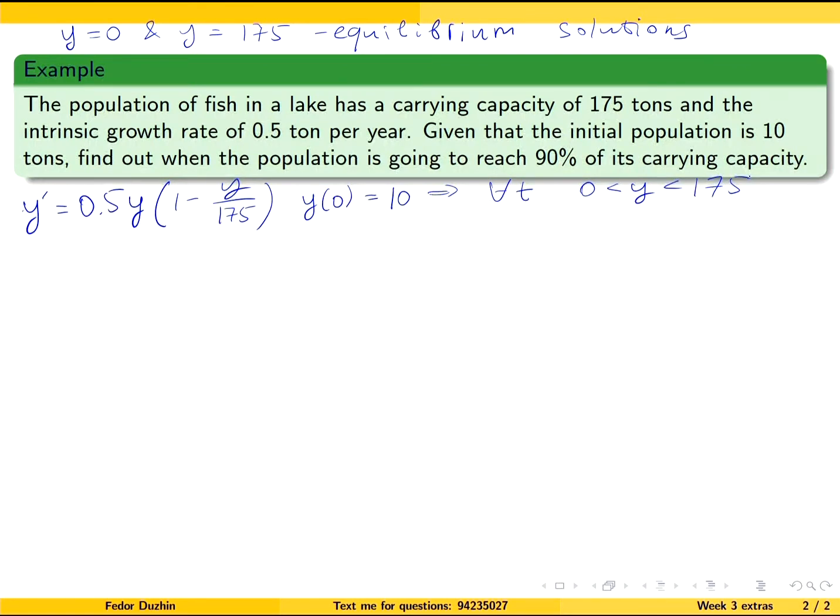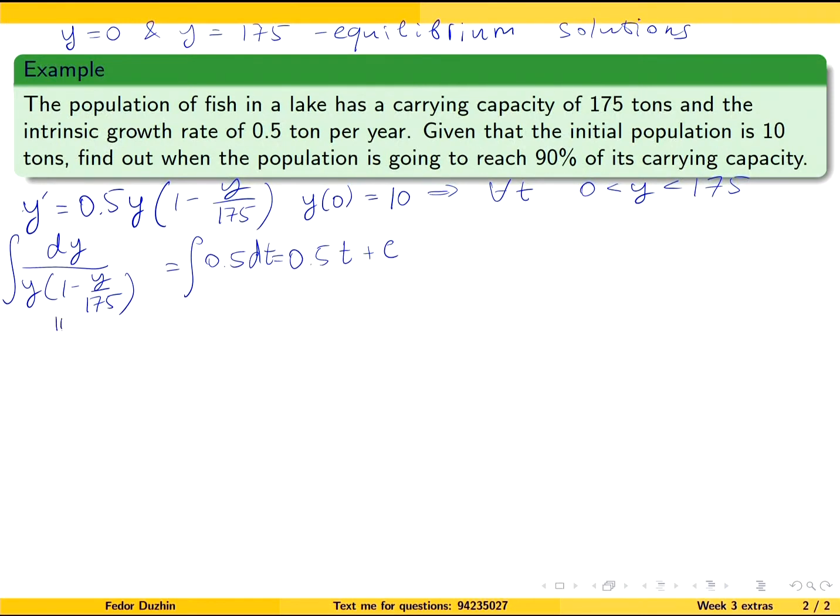Now let us solve it. This is a separable differential equation, so to separate it we divide everything by y, then the left hand side becomes dy divided by y times 1 minus y over 175, and the right hand side is 0.5t. Then we write the integral sign, so we have to integrate. Integrating 0.5t is easy. Sorry, that was dt, of course. This is 0.5t plus constant.